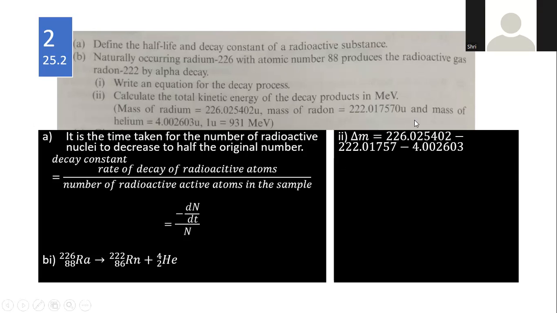Calculate the mass defect: the original mass of radium minus the mass of radon and the mass of helium. This is in atomic mass units, and they want it in energy. They give you the conversion, so multiply by that.